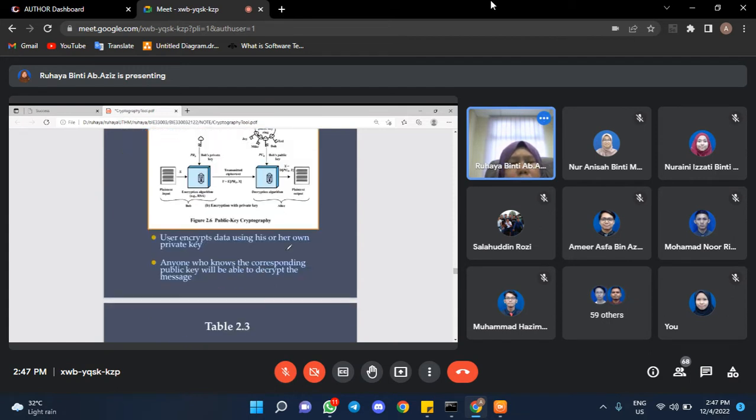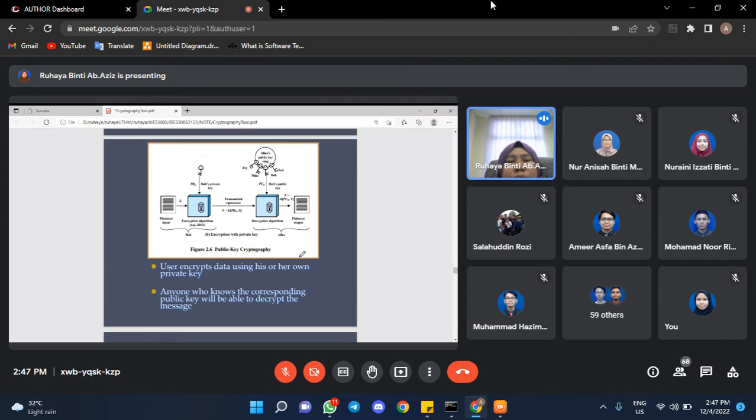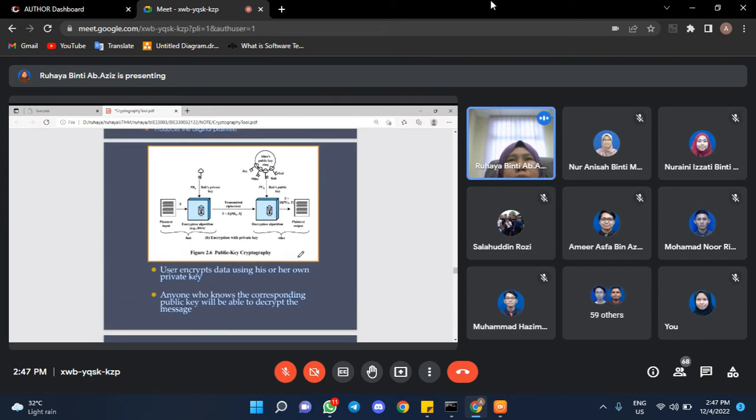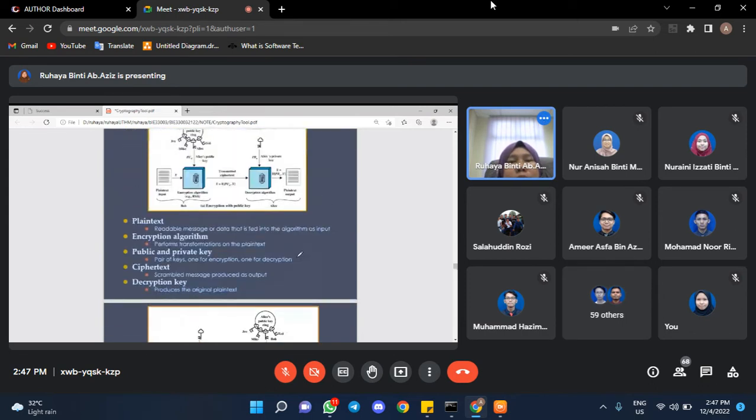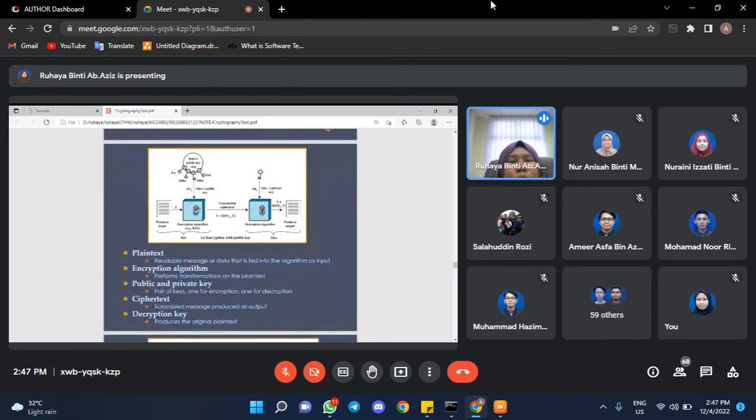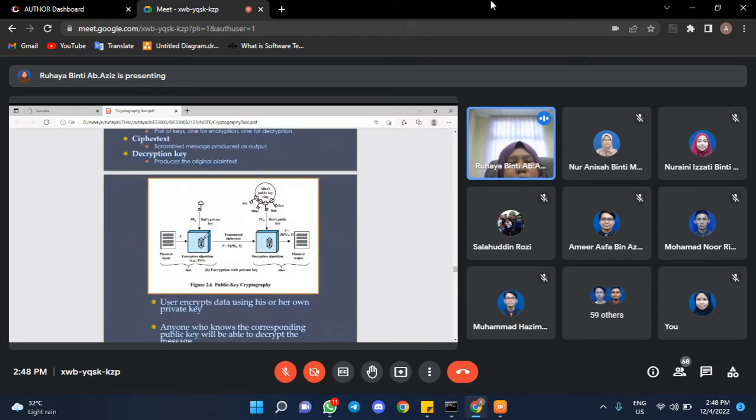Dia ada dua. Use encrypt data using his or her own private key. Anyone who knows the corresponding public key will be able to decrypt the message. Ada dua cara yang guna public key ni. Satu, we send the encrypted message with public key, and then to open it we use the private key. Yang ini we send using private key.